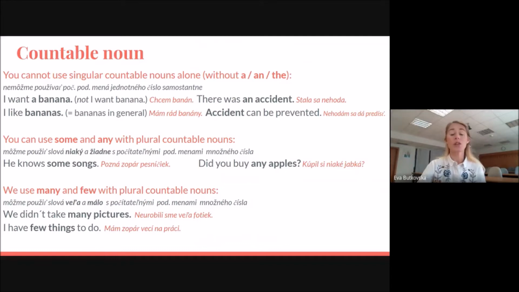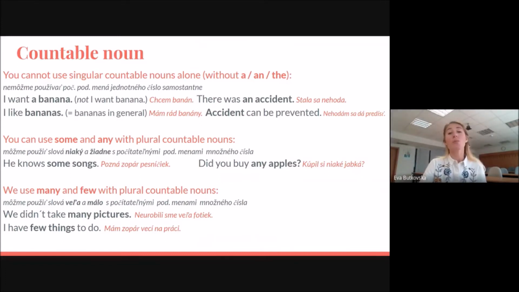There are a few words that go with it. So for example, some and any. We use them with plural countable nouns. So if I say he knows some songs, I don't know the exact number, so I can say some songs. It will be correct to say as well, he knows songs. That's clear and that's correct as well. But I can add the word some in front of the noun. I can use the word any as well.